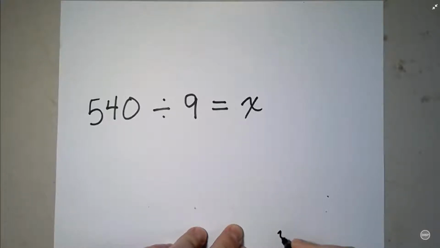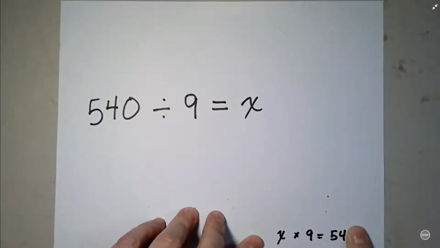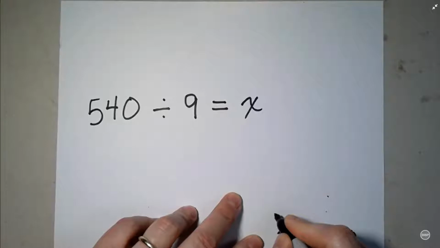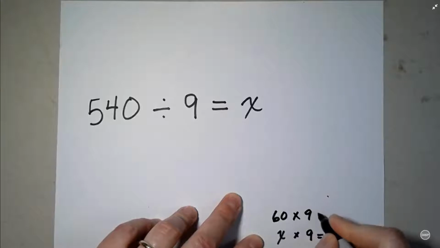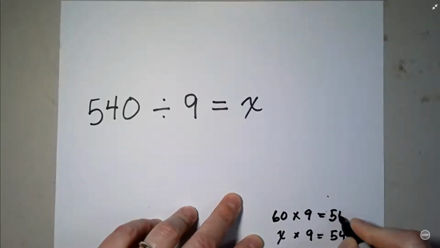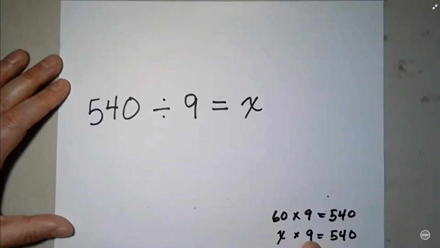So I know that x times 9 is going to give me 540. What number times 9 equals 540? Well, is there a number times 9 that equals 54? Because if there is, then I can use my knowledge of tens to help me solve for x. And there is. Okay, so 9 times 6 equals 54, so 9 times 60 equals 540. Okay, so there's our solution. We know now what x is equal to.